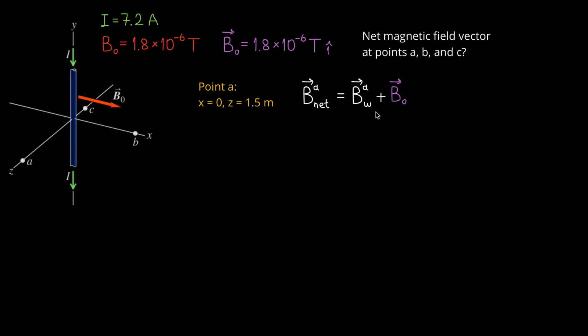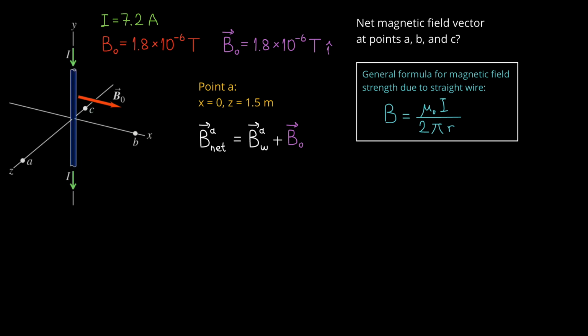So now we need to figure out the magnetic field vector created at point A due to the wire. The coordinates of point A are given. They're right here. X equals 0, z equals 1.5 meters. So point A is on the z-axis in the positive z direction. And the distance between point A and the wire is equal to its z-coordinate, basically. So this distance right here is 1.5 meters. First, let's determine the magnitude of the magnetic field created by the wire at point A.